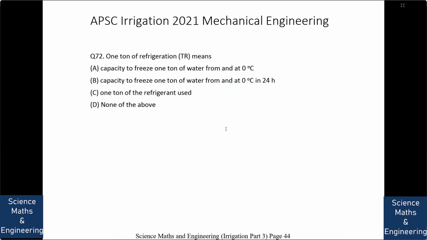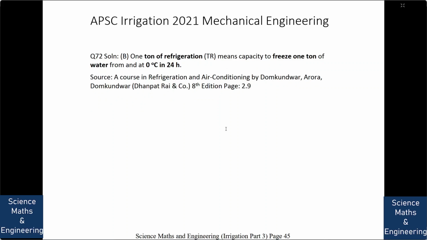1 ton of refrigeration, TR, means A. Capacity to freeze 1 ton of water from and at 0 degree centigrade. B. Capacity to freeze 1 ton of water from and at 0 degree centigrade in 24 hours. C. 1 ton of the refrigerant used. Or D. None of the above. So you can pause and think of the answer. So the answer is B.